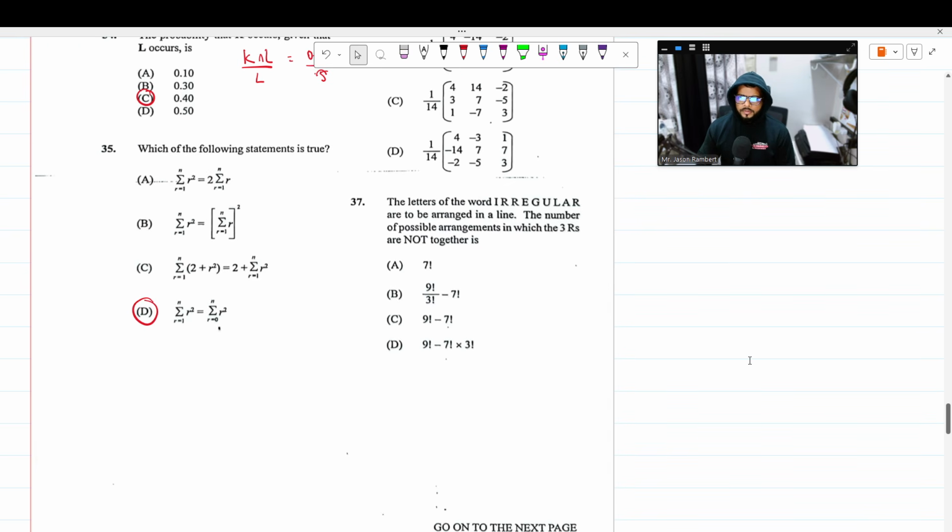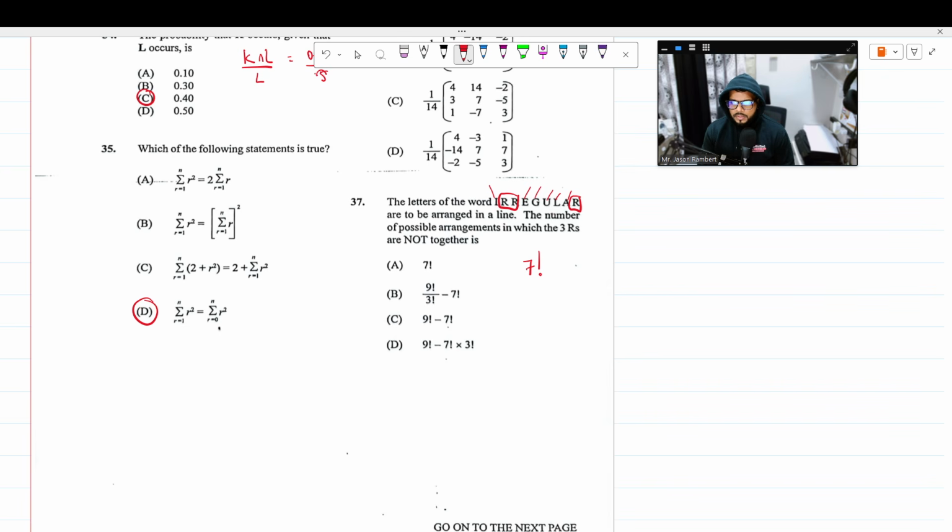Alright, moving on to number 37. The letters of the word irregular are to be arranged in a line. For the number of possible arrangements in which the 3 R's are not together, I'm going to put the 3 R's together and see how many arrangements we're going to have. With the 3 R's together, that is one block, right? So counting the 3 R's as 1, that is 1, 2, 3, 4, 5, 6, 7. So 7 factorial is when the 3 R's are together.